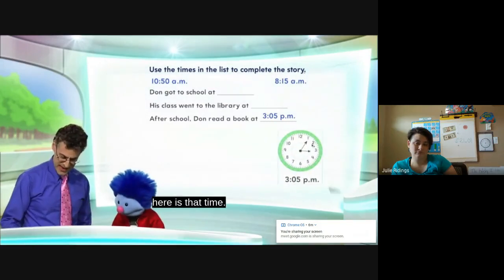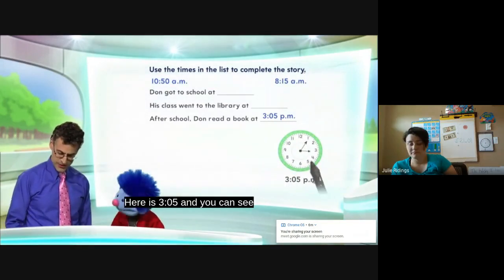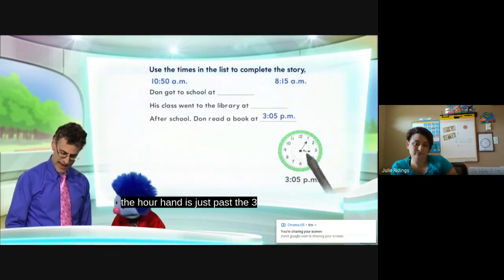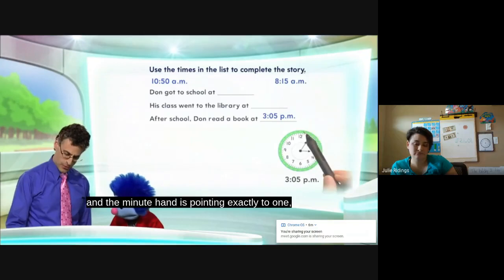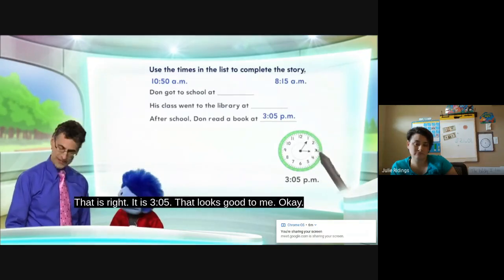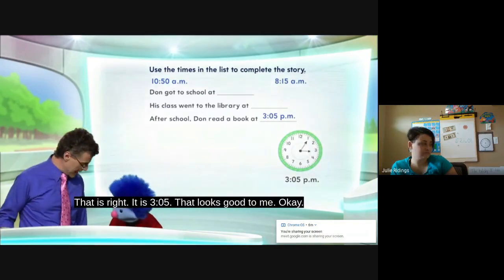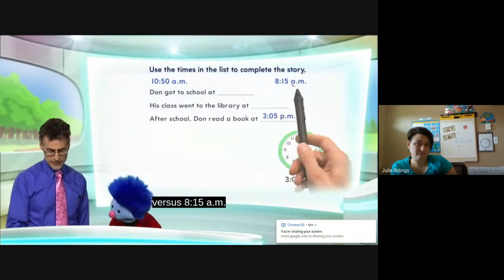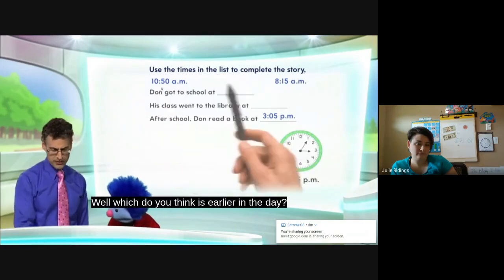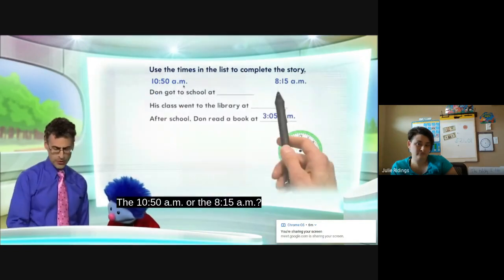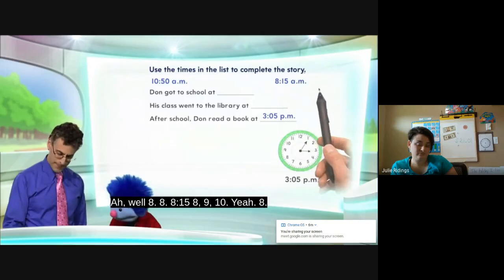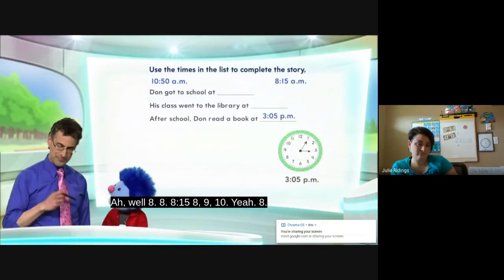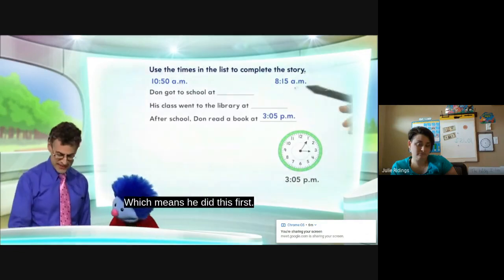So visually, here is that time. Here is 3:05. And you can see you do not have to write the clocks, guys. It's just past the 3. And the minute hand is pointing exactly to 1, which if we count by 5, it's 5. That's right. So this is 3:05. So that looks good to me. Now we have to make a choice about 10:50 a.m. versus 8:15 a.m. Well, which do you think is earlier in the day, the 10:50 a.m. or the 8:15 a.m.? Exactly right, which means he did this first.